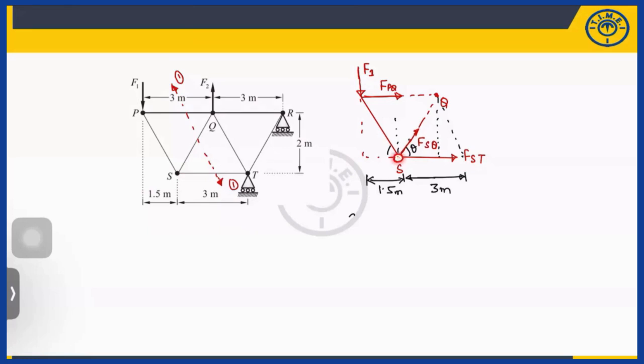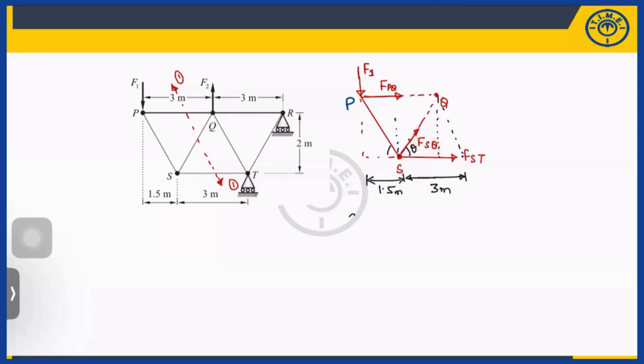Okay. Now this point is S and this point is P only. This distance you already know, 1.5 and 3 meter. What you will do? You will directly use the summation of force in y direction. Why are you using the summation of force in y direction? Because you want to calculate the force in SQ.